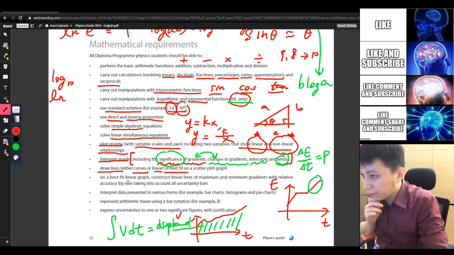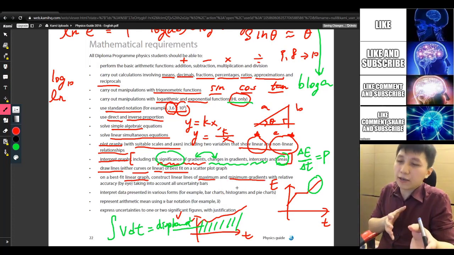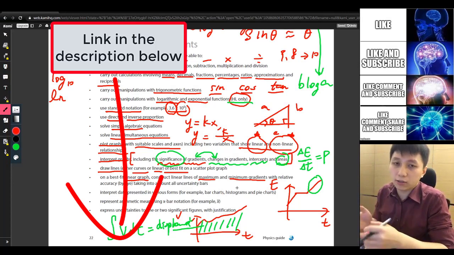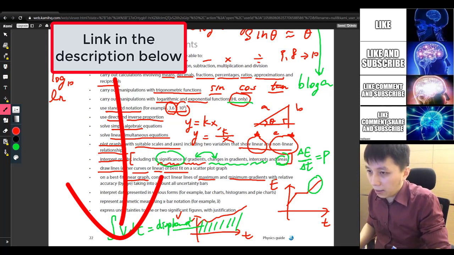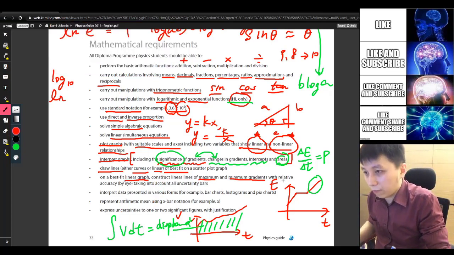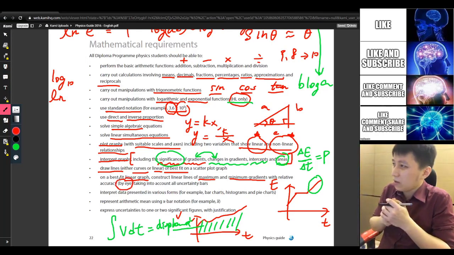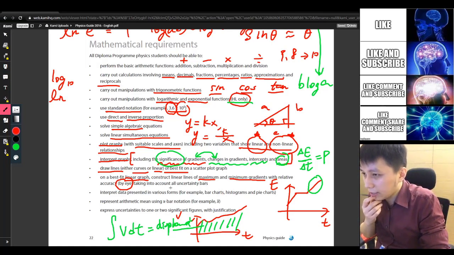Next, on the best fit linear graph, you can construct the maximum and minimum gradients. So once again, if you don't know what this is, that means you missed out one of our videos in chapter 1. So I'll put a link in the description below, you can check it out. And this is with a relatively accurate by eye only. Alright, but then I'll say, yeah, you could do it very accurately, taking into account all uncertainty bars, so you have to consider all the error bars.